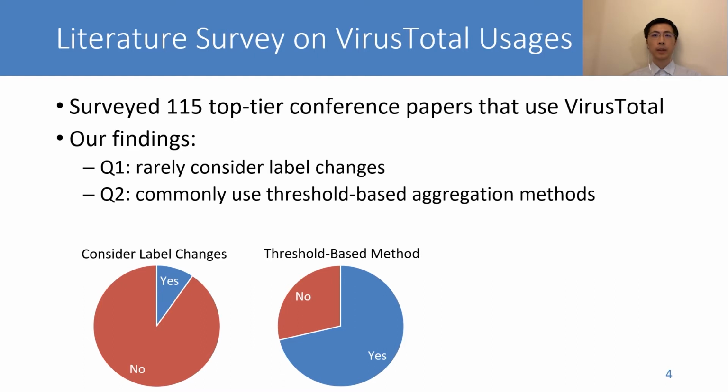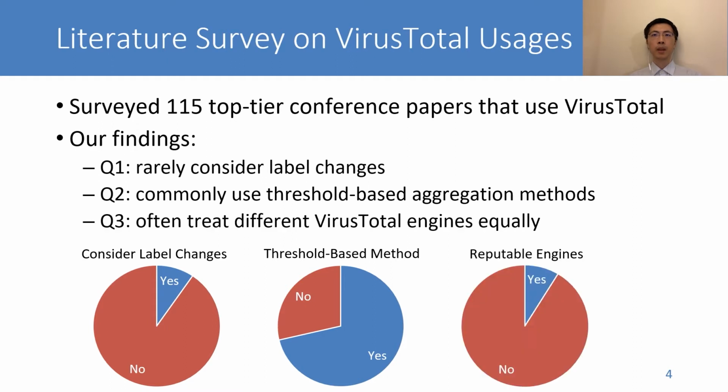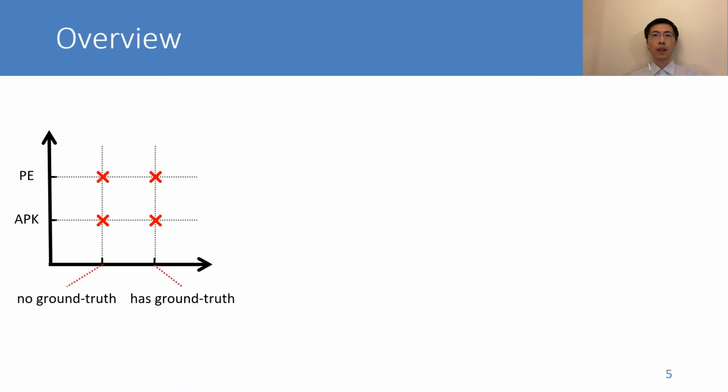When researchers choose T as a threshold, they will consider a file malicious if T or more than T engines detect the file as malicious. Third, in most papers, researchers believe different engines are equally trustworthy, and only in a few papers, the authors handpicked a small set of reputable engines. We then conducted a measurement to validate the approaches taken by the previous researchers.